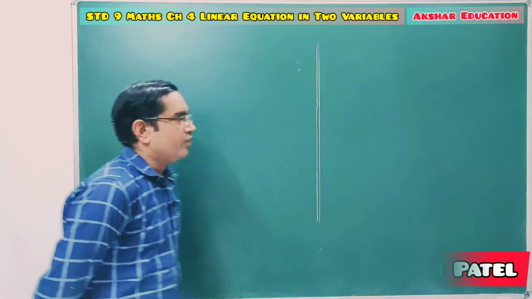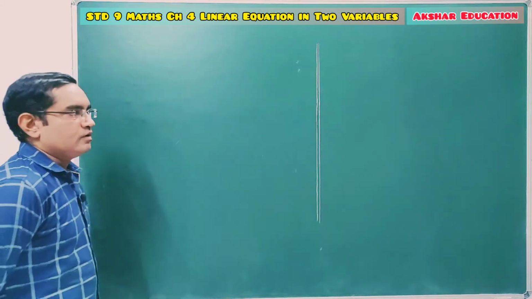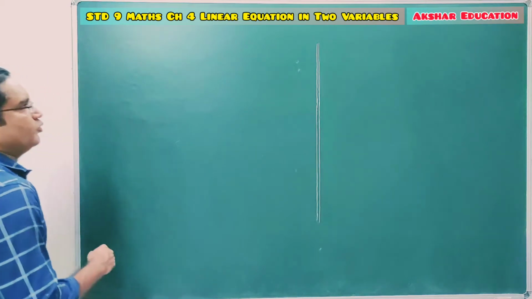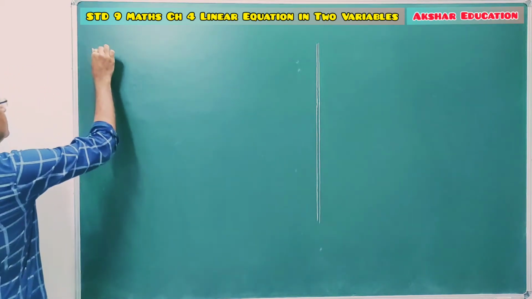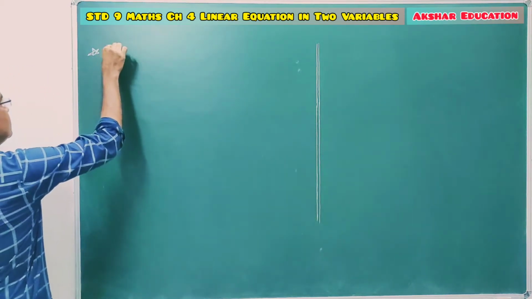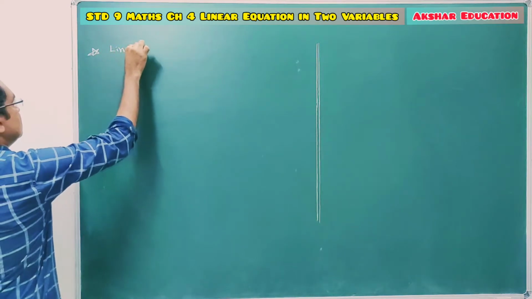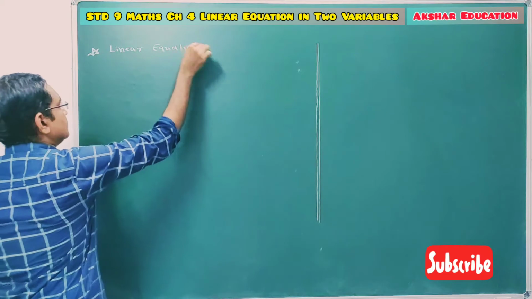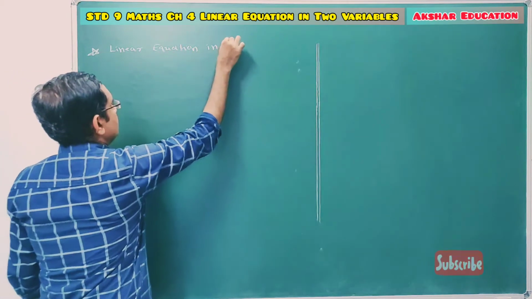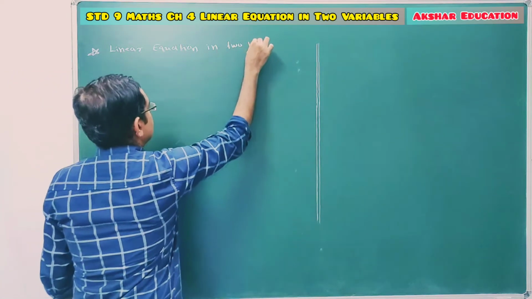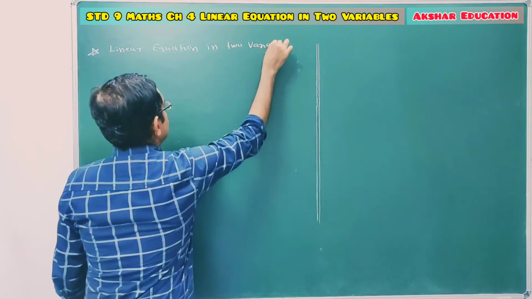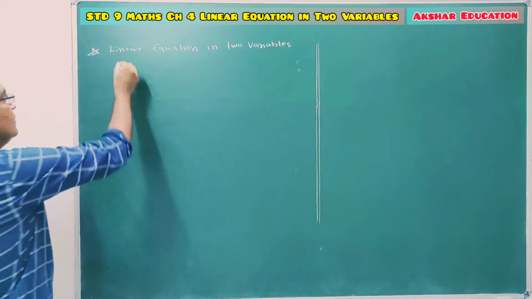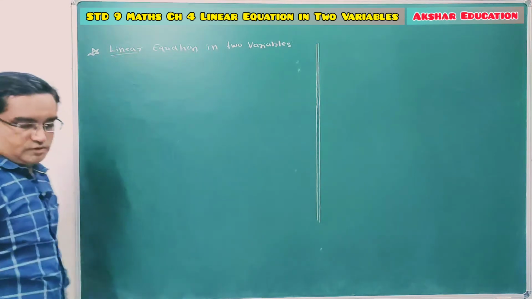In this video we are going to discuss chapter number 4 class 9, that is linear equation in two variable. Today our topic is linear equations in two variable. Here the word linear is familiar to us.